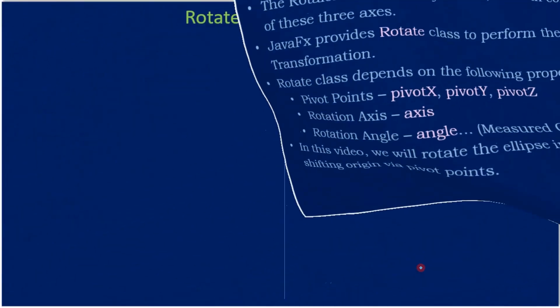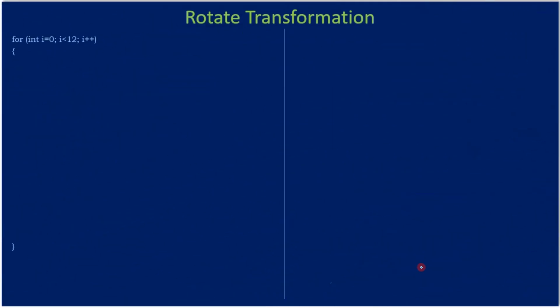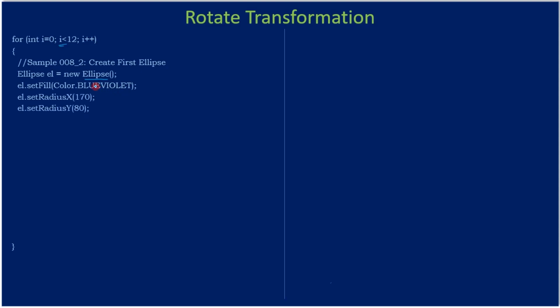All right, now let's look at the code. So here what we will do, we will open a loop that runs from 0 to 11, so 12 times. Then inside the loop we will create an ellipse shape. Then we set the color as blue violet. Then we set the radius as 170. So set radius x and set radius y.